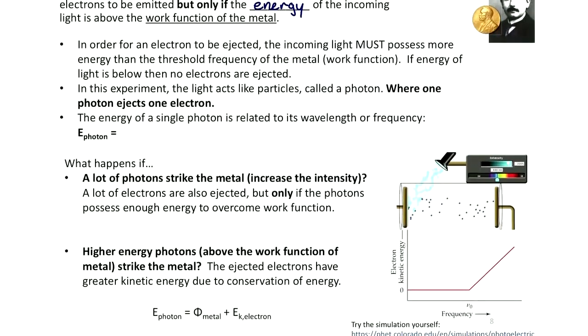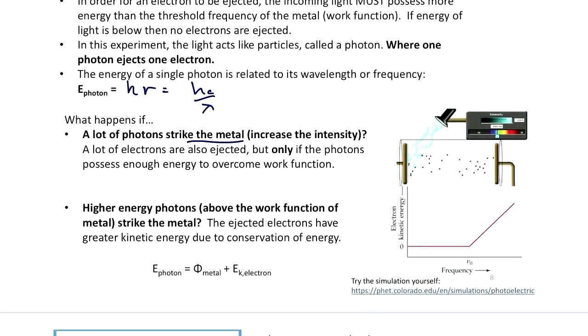So we already talked about this. The energy of a single photon is related to its wavelength or frequency, so we already said h nu or hc over lambda. If a lot of photons hit the metal surface, a lot of electrons are ejected, but only if we're above the work function. If we're below the work function, changing the intensity does nothing. We also changed energy: if higher energy photons hit the metal surface, we saw electrons with really high kinetic energy get ejected. This is due to the conservation of energy.